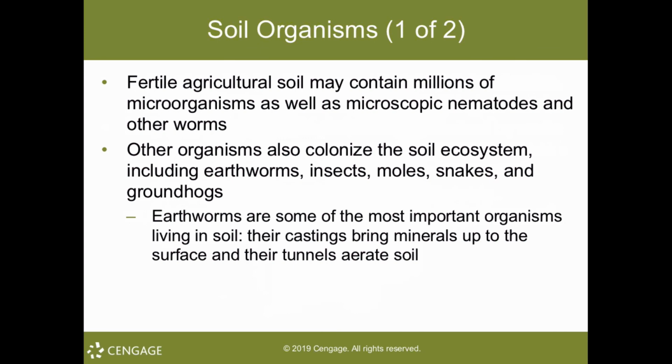So fertile agricultural soil contains millions of microorganisms, as well as microscopic nematodes and other worms. Other organisms also colonize the soil ecosystem, including earthworms, insects, snakes, groundhogs, and moles. Earthworms, I tell you class, I repeat, earthworms are some of the most important organisms living in soil. And their castings bring minerals up to the surface, and their tunnels aerate the soil. So when I saw earthworms in my soil here at the house, I was utterly amazed and elated. And then, of course, I think it was yesterday, I saw an earthworm that died on the gutter, and I said, oh my gosh, I wish he would have made it, or I wish she would have made it. I should have put him in the garden.